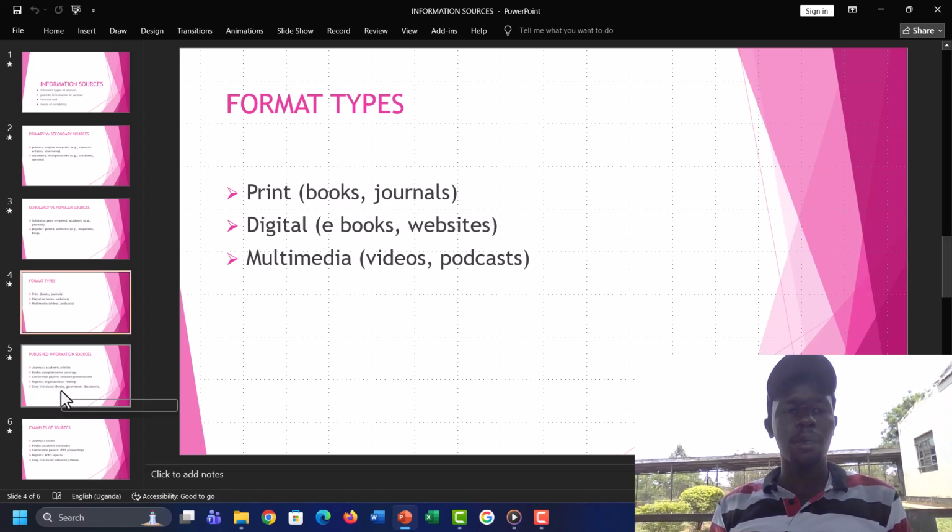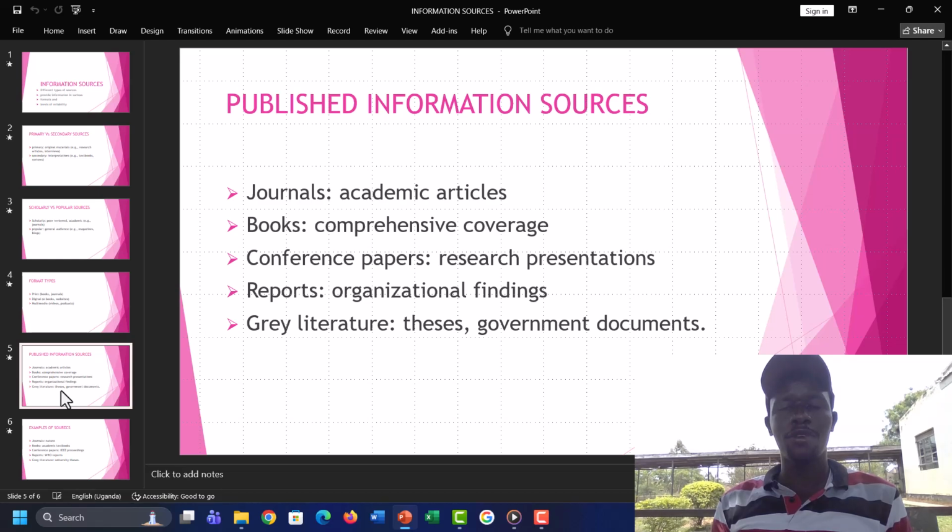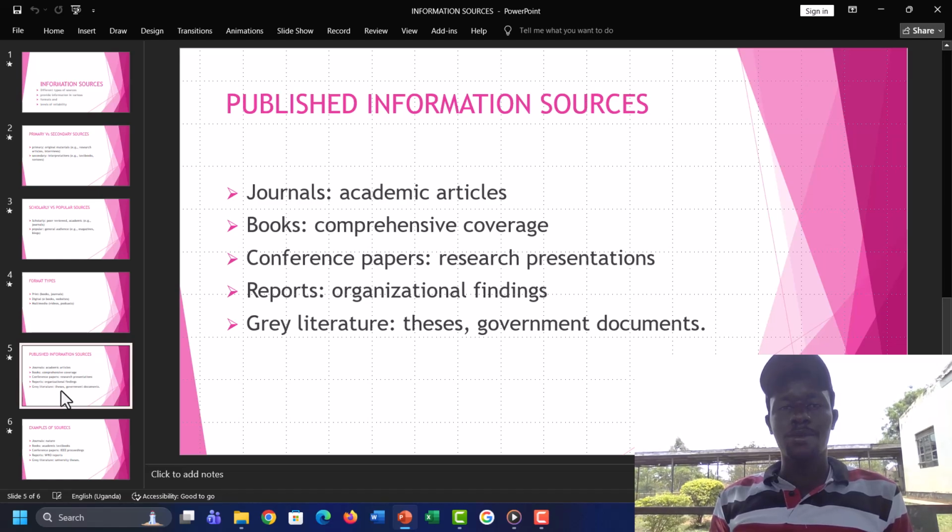Now the published information, as I told you before, is the one that analyzes all activities of primary information. For instance, journals analyze the academic articles, where people understand the academic activities that are going on. The books provide comprehensive coverage of all the information that you read for your passing of exams. And conference papers, where research is presented in several conferences.